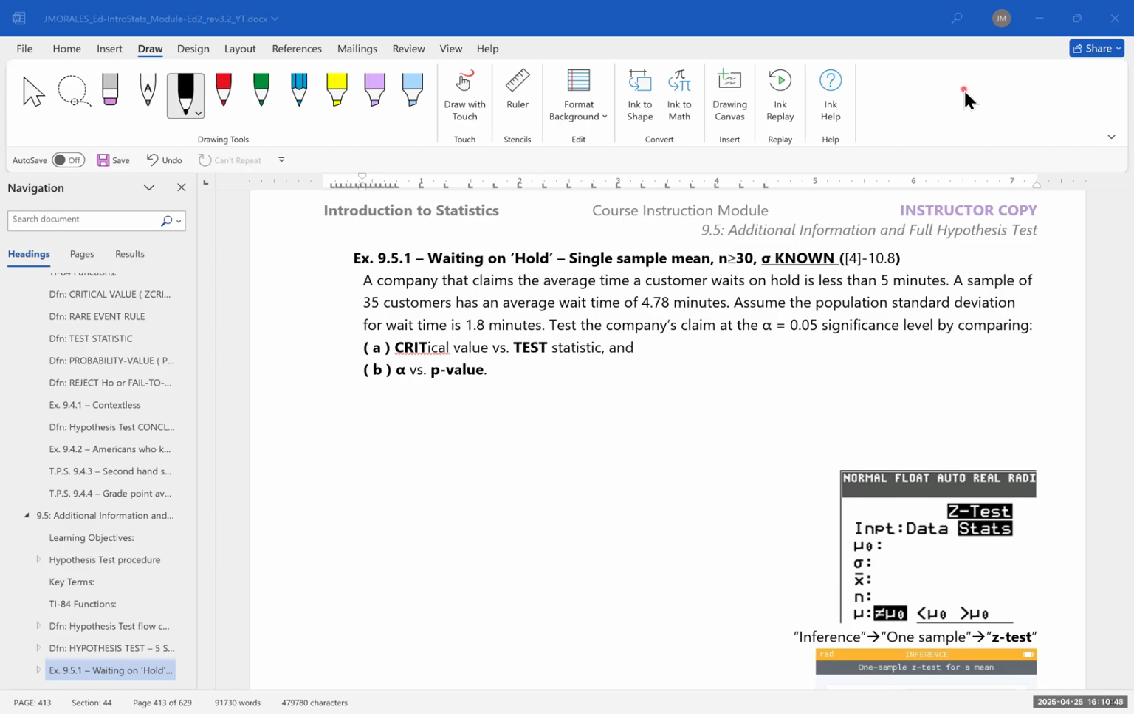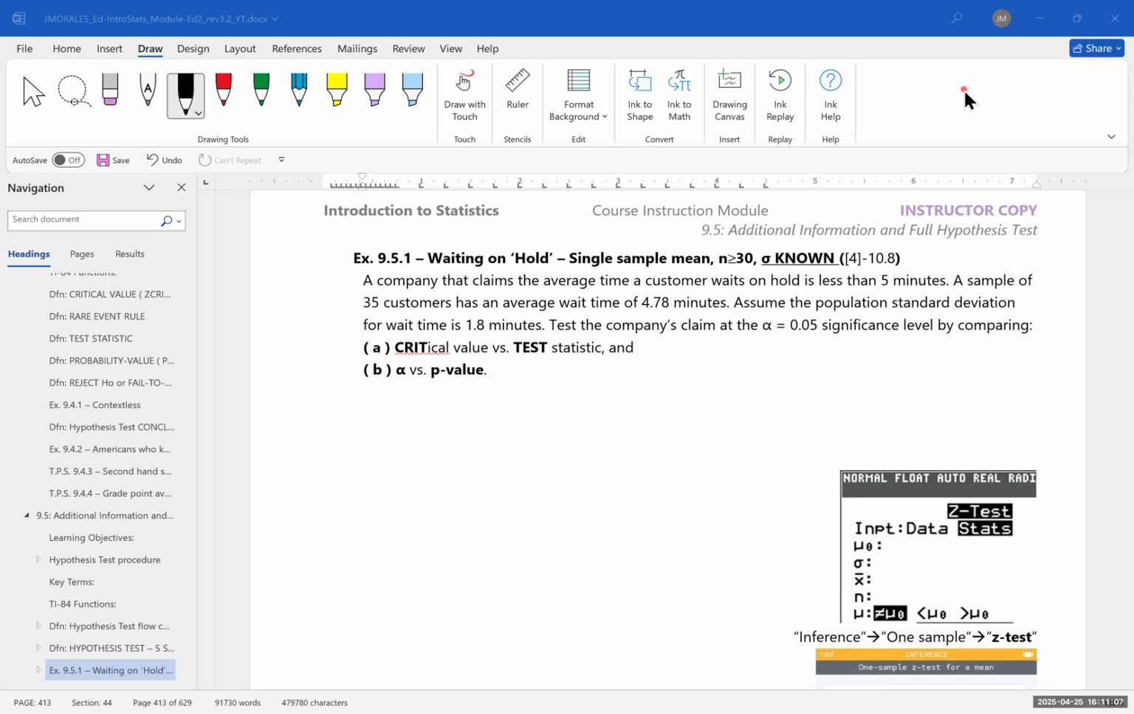All right, let's look at an example of a hypothesis test, and this will be combining all of the steps from beginning to end. All right, waiting on hold, single sample mean.